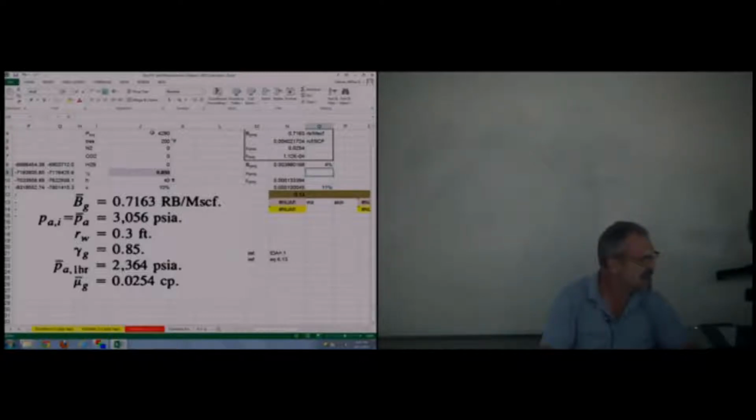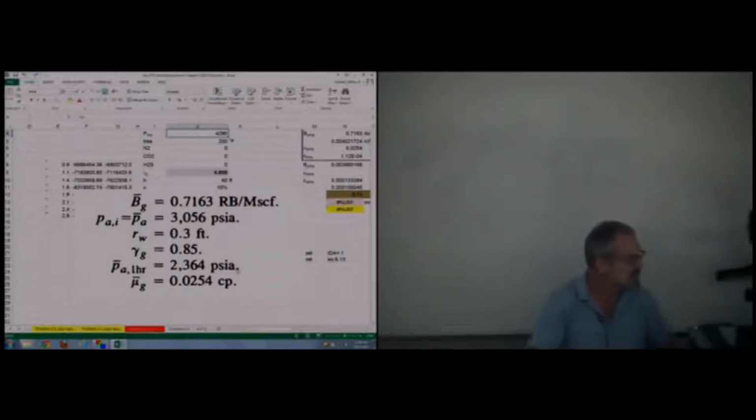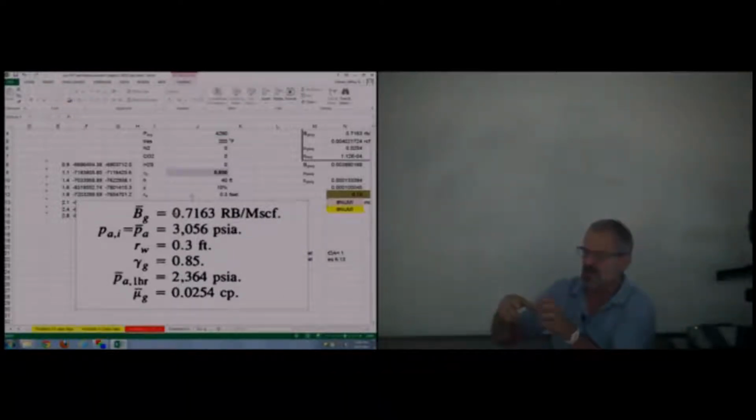All right, it doesn't look like I've changed this number, P average. 3056, 4290 must be left over from the last problem, is that right? Okay, I'm going to change 4290 to 3056. Wait, that's the adjusted. Oh, okay, thank you. So here we have 4290 left, thank you. We're not going to use that adjusted pressure for anything. RW is 0.3, we have that. That's a third of a foot, the radius of our well.